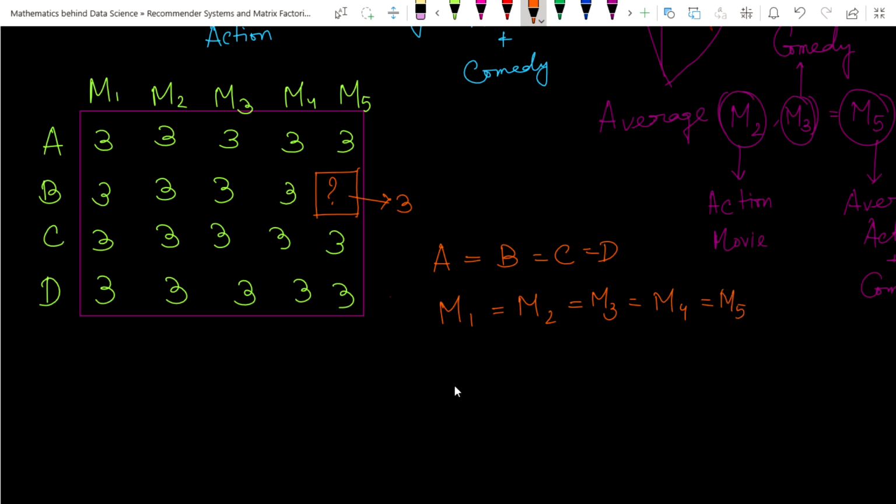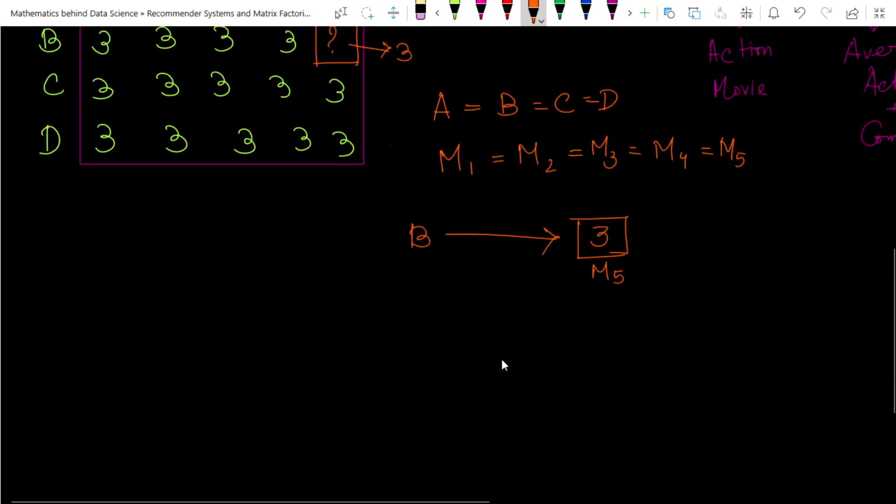So in such situations, we can conclude that user B must have given the rating 3 for the movie M5. We can easily conclude that. Okay, so this is actually the average case.